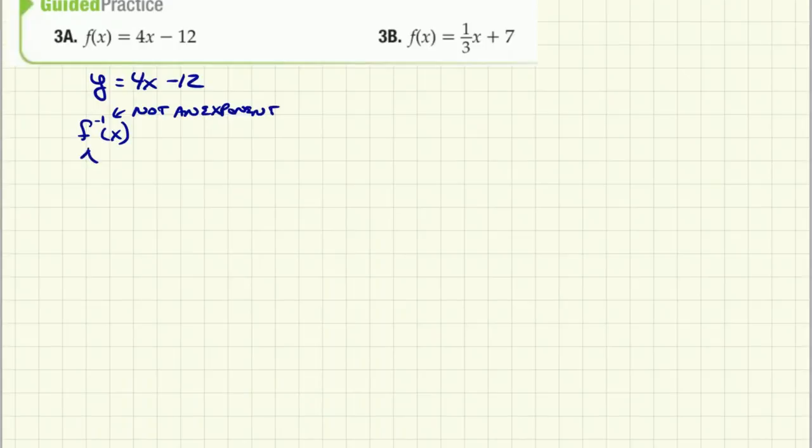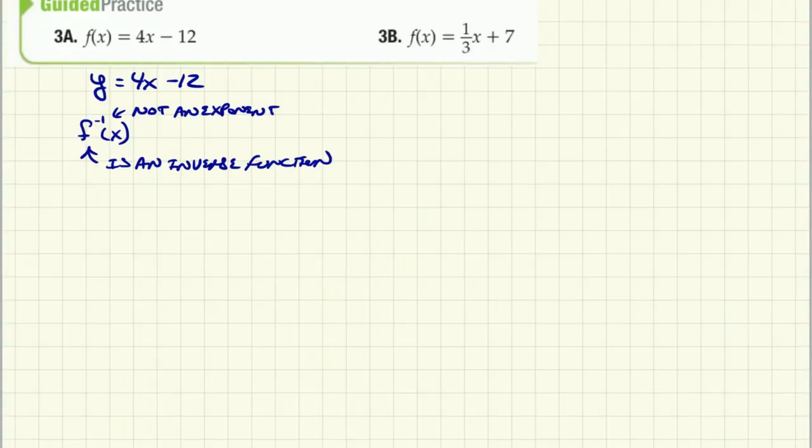This is simply saying that this particular function is an inverse function. Good? All right, that's all that means, that f negative 1 is an inverse function.